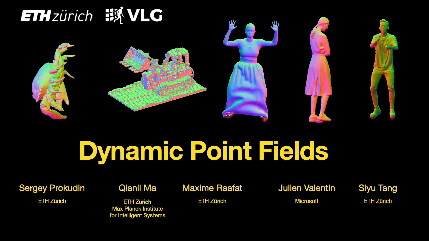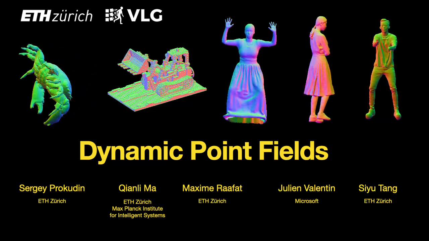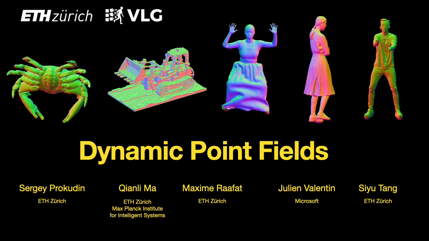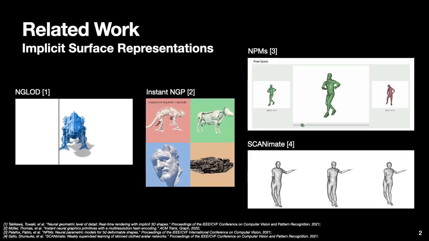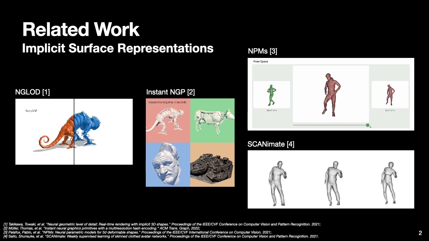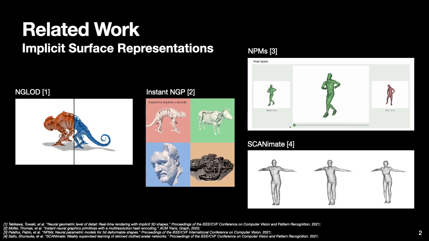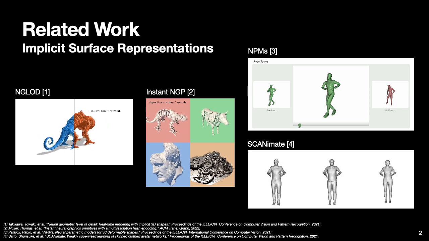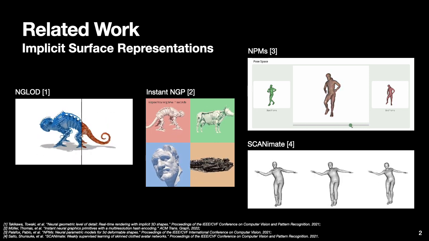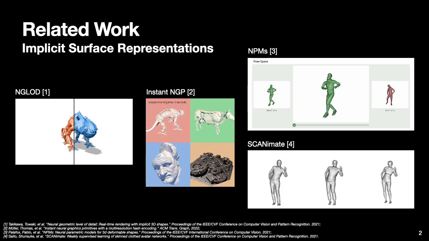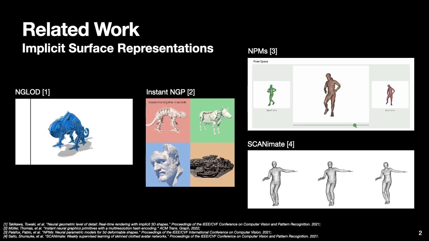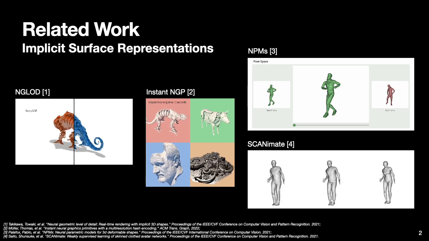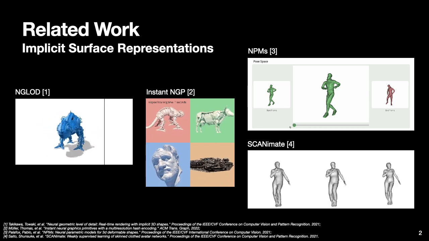Dynamic point fields. Towards efficient and scalable dynamic surface representations. Recent years have been marked by significant progress in the field of neural 3D scene modeling and reconstruction. Currently, the best-performing methods for surface modeling rely on implicit representations combined with auxiliary data structures, like octrees or hash maps. A number of works have also explored the applicability of implicit models for modeling dynamic surfaces.